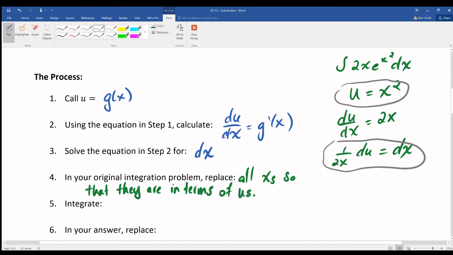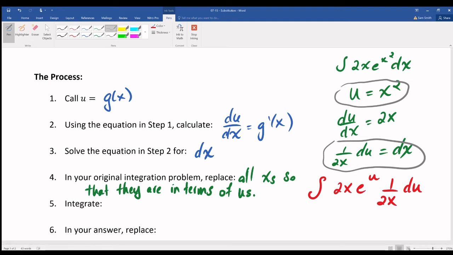So what does this mean? This means that the first thing that I'm going to replace is this x squared. I'm going to replace x squared because I know that x squared is equal to u, and I would prefer to write it in terms of u. So I will replace not e to the x squared, but e to the u. I will also replace this dx that has appeared. I will replace dx with what I know to be equal to 1 over 2x du.